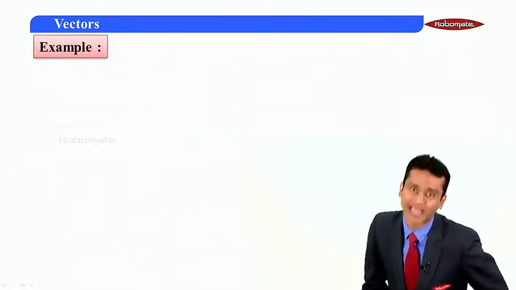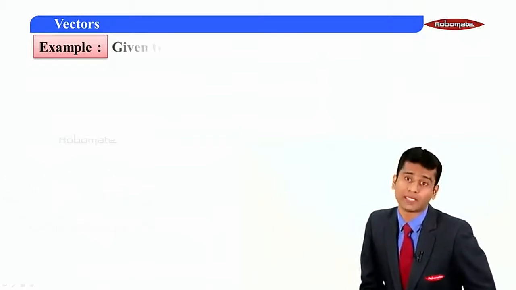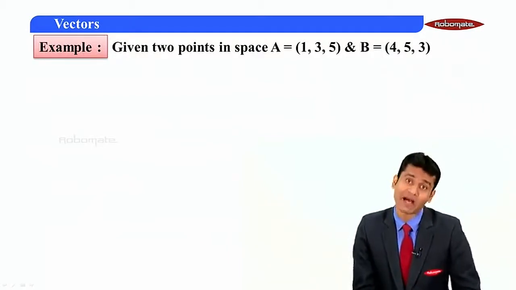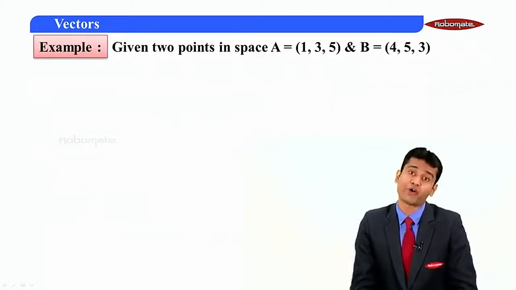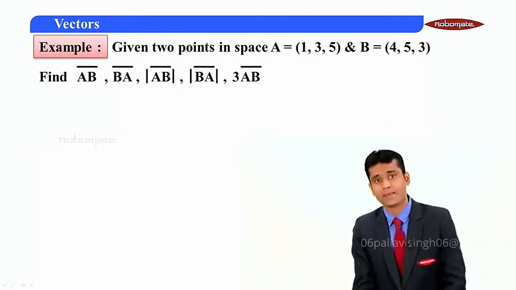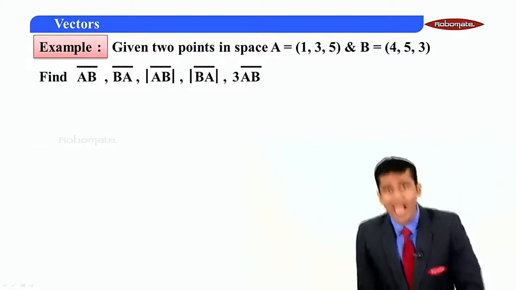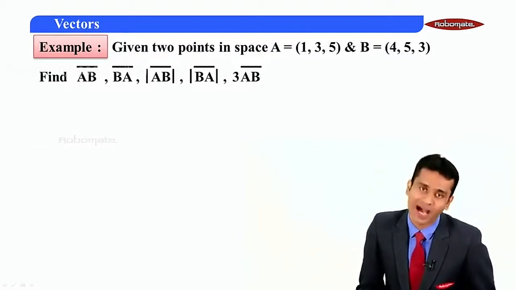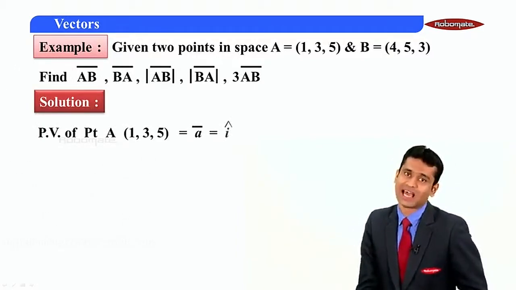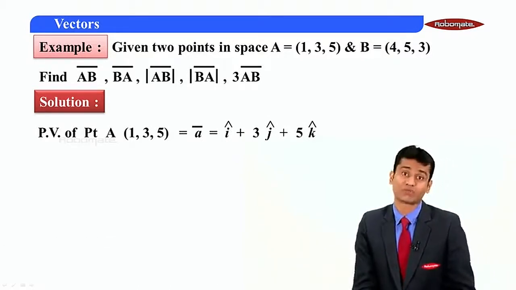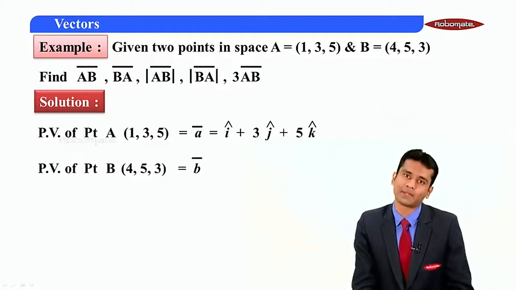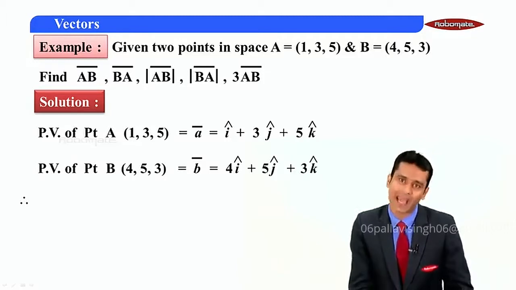Now let us come to an example and use all this, apply it and revise the concept. I give you 2 points with the coordinates 1, 3, 5 as point A and 4, 5, 3 as point B. Now I want to find AB bar, BA bar, magnitude of AB bar, magnitude of BA bar, and 3AB bar. First of all, let's find the position vector of point A, which is a bar, which is i cap plus 3j cap plus 5k cap. Position vector of point B, which is b bar, is 4i cap plus 5j cap plus 3k cap.